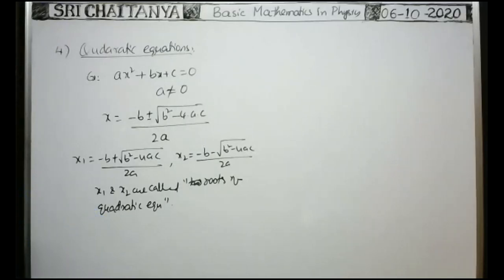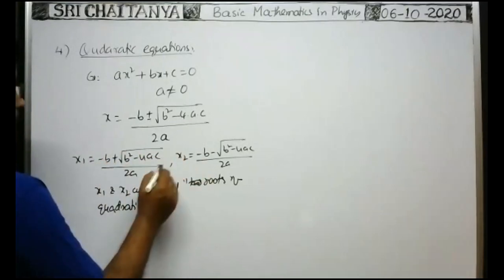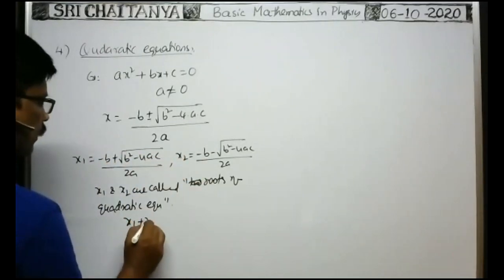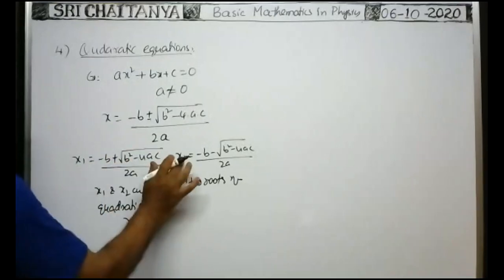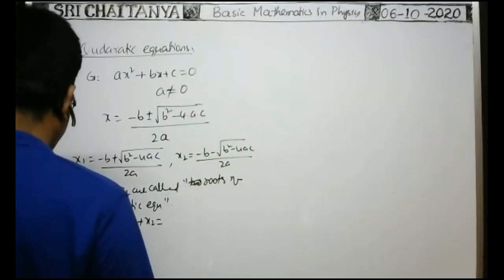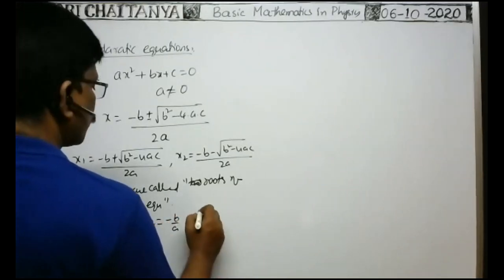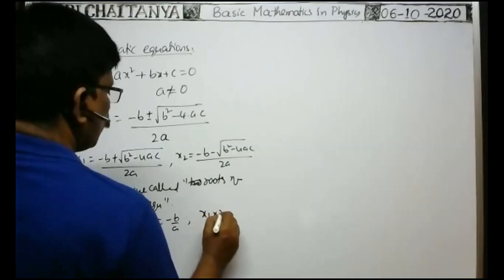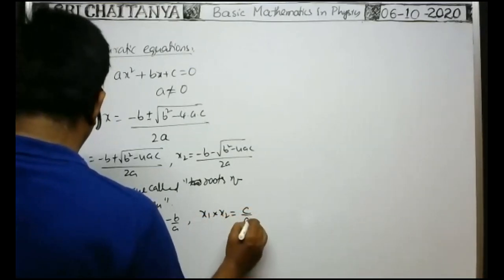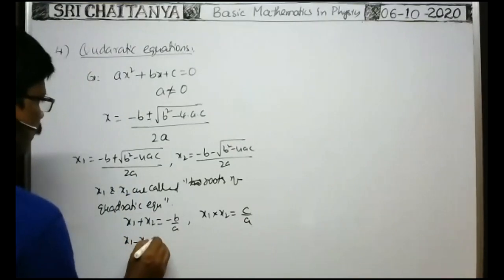Here the sum of the roots, that means x1 plus x2. It is one root, it is another root. When you add these two, you will get minus b by a. Next, the product of these two roots, x1 into x2, is equal to c by a. Now the difference of two roots, that means x1 minus x2.